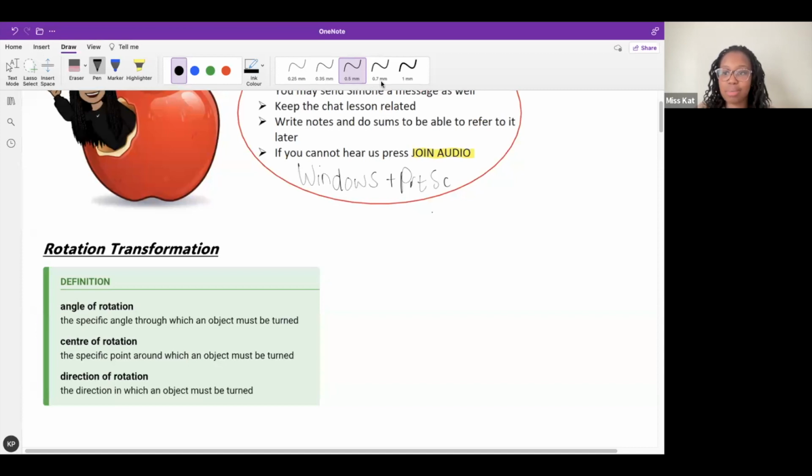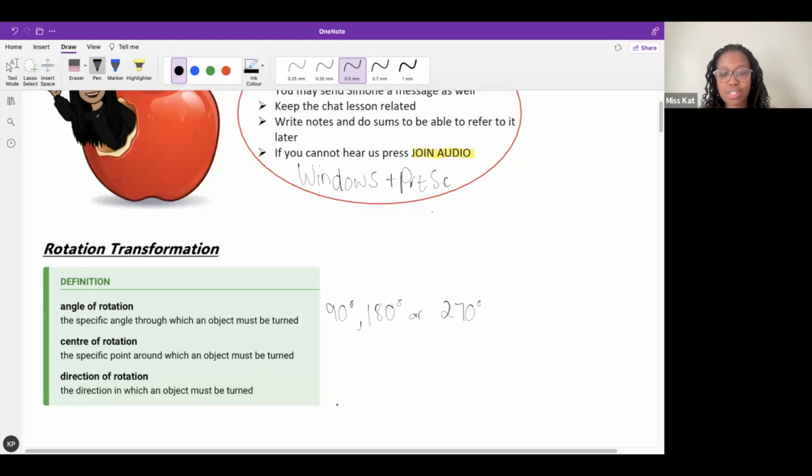So the first thing that you have to be given is the angle of rotation. Which angle are we rotating our shapes in? Are we rotating it 90 degrees, 180 degrees, or 270 degrees? So A, we have to be told the angle of rotation. And then we have to be told the center of rotation. Where are we rotating this shape? It's usually the origin. And then direction.